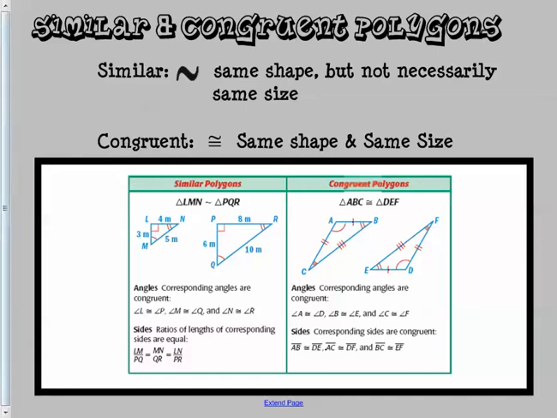Hey friends, today we're talking about similar figures and scale factor. Similar and congruent polygons. So let's talk about what the difference is between similar and congruent. Similar means same shape but not the same size.